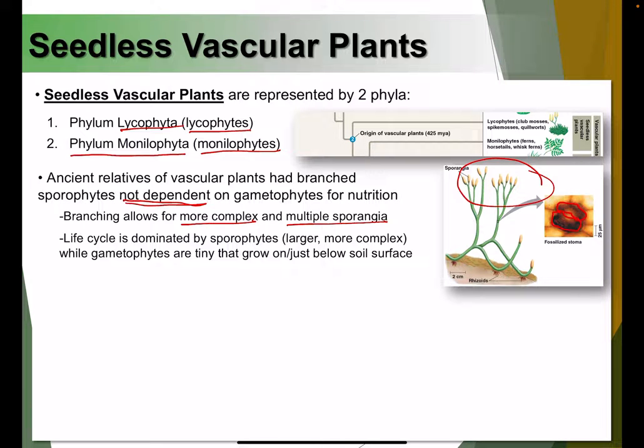Hence, the life cycle for seedless vascular plants is dominated by sporophytes instead of gametophytes, as you saw in non-vascular plants. It is sporophytes this time around that are larger and more complex, while gametophytes are actually tiny and they either grow on top of the soil, or just below the soil surface by a little bit.